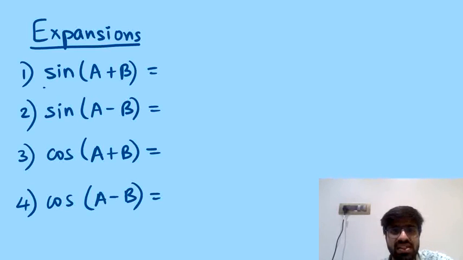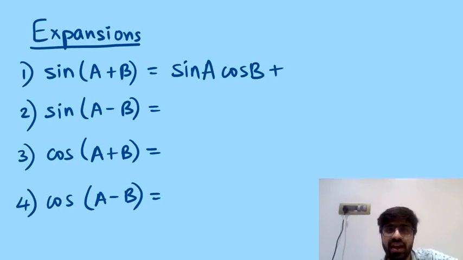So the very first one, sine of a plus b. If you want to expand that, you write it as sine a cos b plus cos a sine b. Sine, cos, cos, sine, that's how it goes.